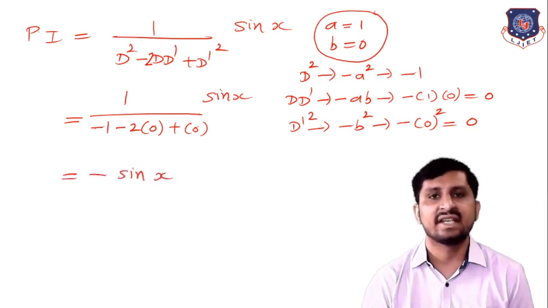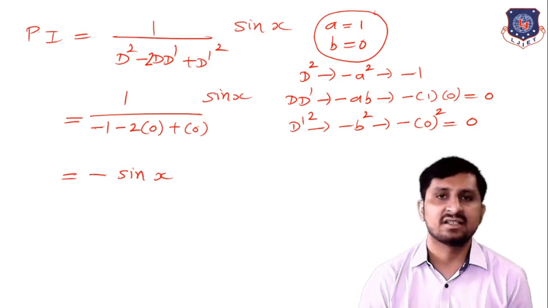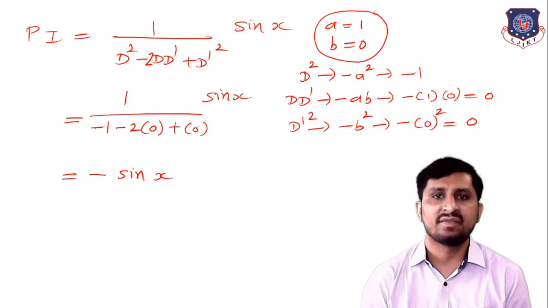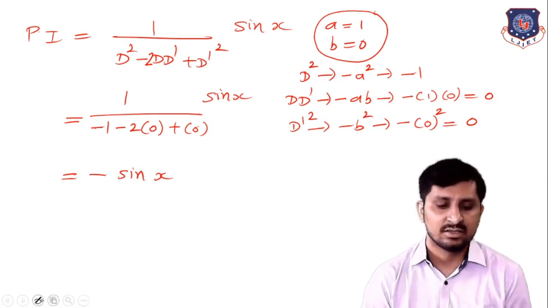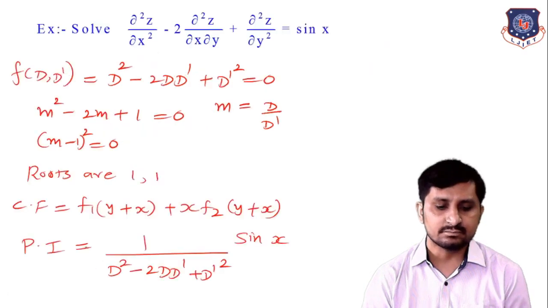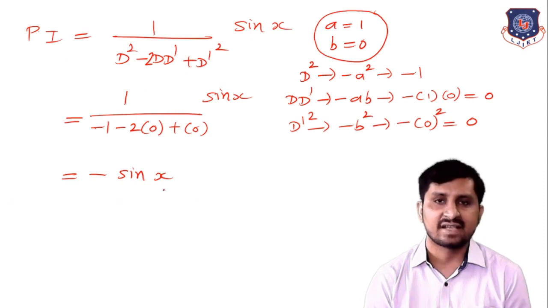And now, in each and every example, I don't write the general solution. You can easily write down the general solution. Z is nothing but complementary function plus particular integral, but you have to write it down in your examination. So what is my final answer? General solution is nothing but CF plus PI. So z is equal to f1(y plus x) plus f2(y plus x) plus minus sin x. Okay, so this is my general solution.